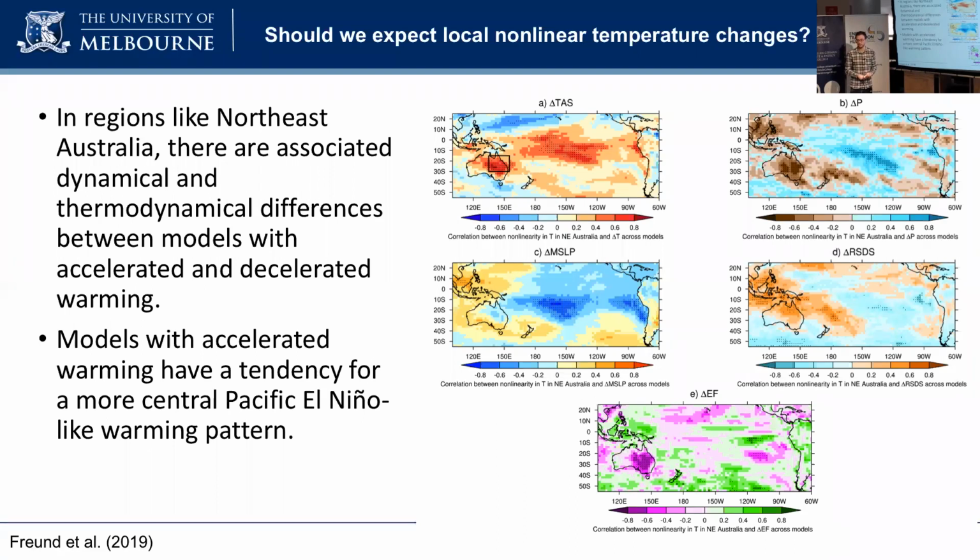The determination of whether a model has accelerated warming in Northeast Queensland is taken by a comparison across different scenarios? Across different models. Across different models for one scenario? This is across, well, it's across global warming levels. So it's not really a function of scenario. It can be both.